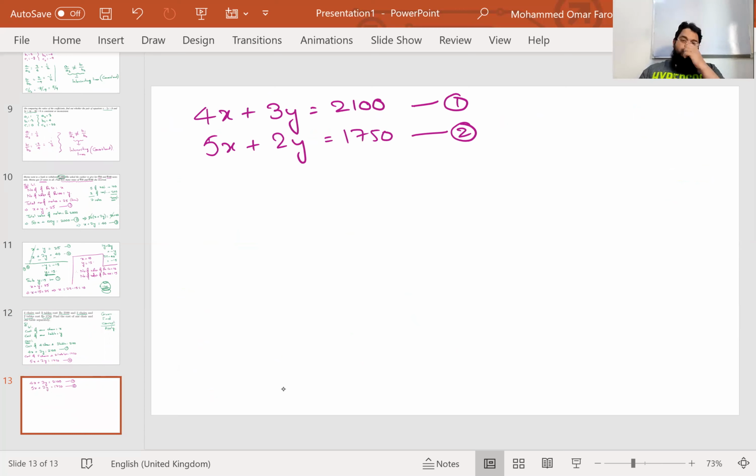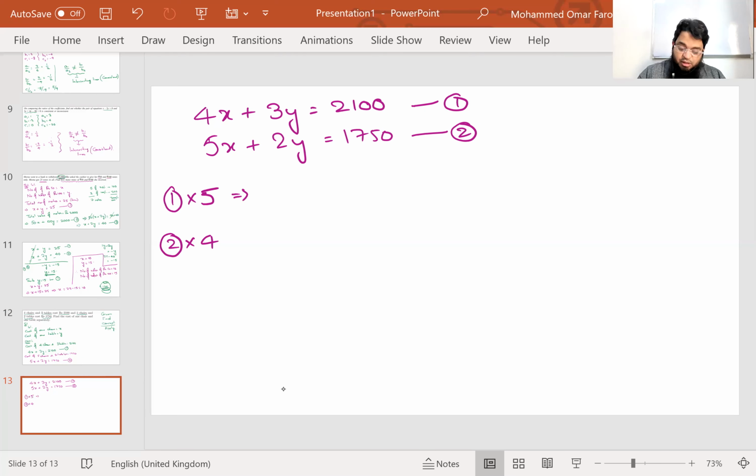In order to solve them using the elimination method, the coefficients of either x should be equal, or the coefficients of y should be equal. Here we don't have that. So what shall we do? It's simple. Do the LCM. That means multiply in order to equate the coefficients of x. Let us multiply the first equation with 5 and the second equation with 4 and see what happens.